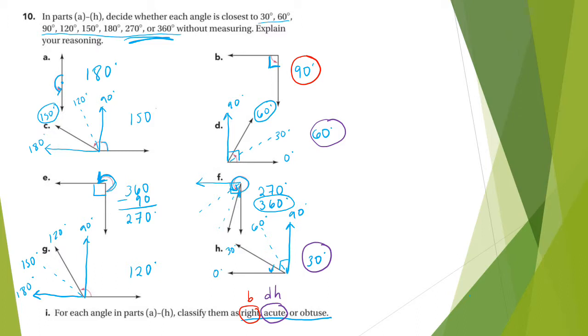And then I'm going to look at obtuse angles. Obtuse angles I know need to be greater than 90. However, it's also good to note that obtuse angles are both greater than 90 degrees and less than 180 degrees, so they're less than a straight angle. Looking for something that's bigger than 90 but less than 180, I can see that I have 150 degrees and 120 degrees. So both C and G.